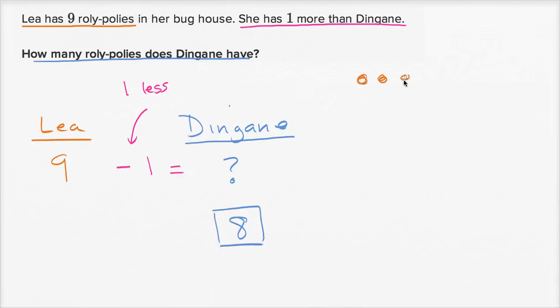Now, another way you could have done it, you could have drawn Leah's roly-polies. 1, 2, 3, 4, 5, 6, 7, 8, 9. And that would have been them rolled up. And you said, okay, that's 1 more than Dingane. So Dingane has 1 less than this. So 1 less than this, you just take away one of these, and you're left with 1, 2, 3, 4, 5, 6, 7, 8. You're left with these right over there.